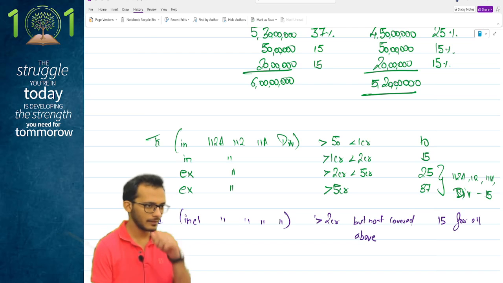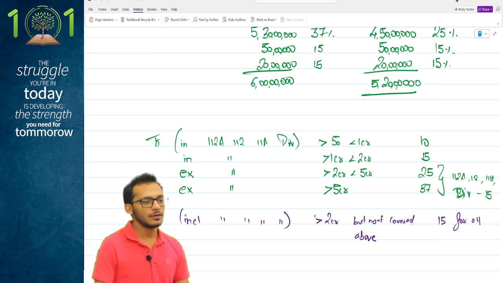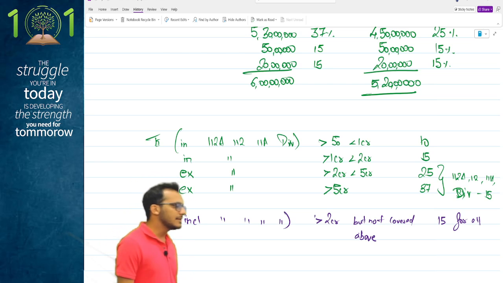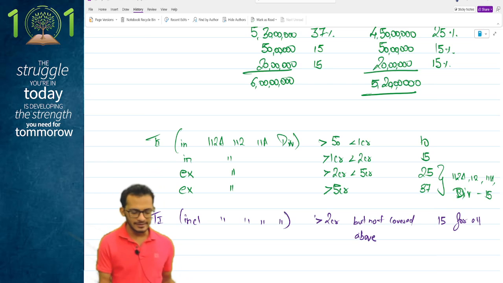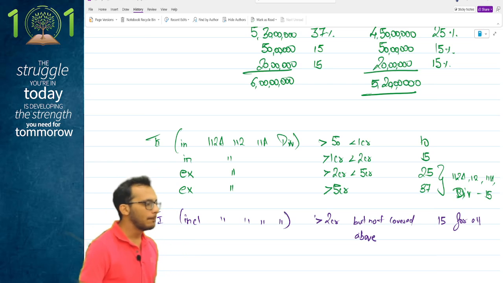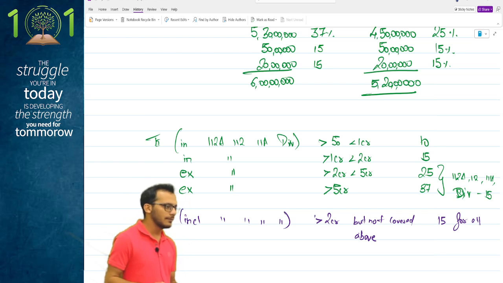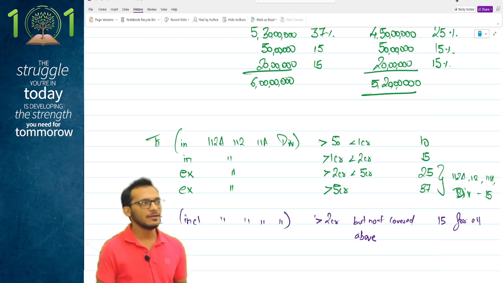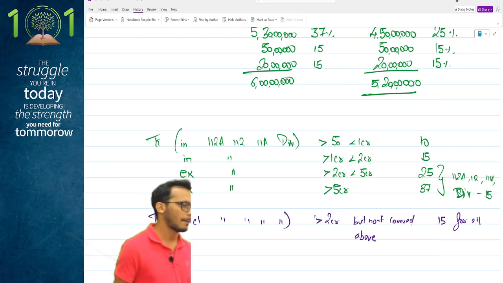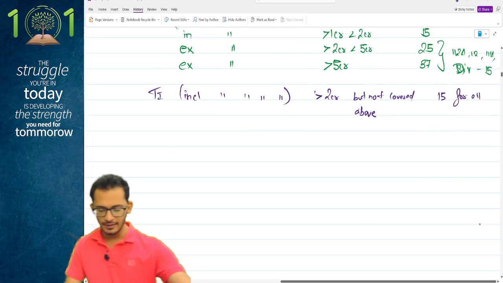Dividends 1 crore 90 lakhs. LTCG under section 112A post 23rd July, 1 crore 28 lakhs. Yes, this is question number 5.